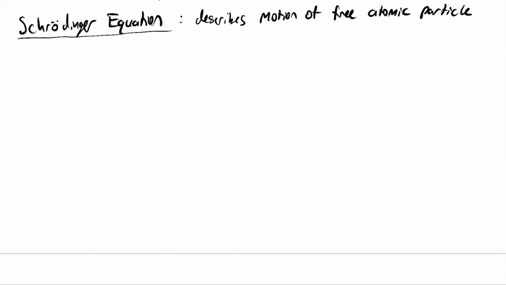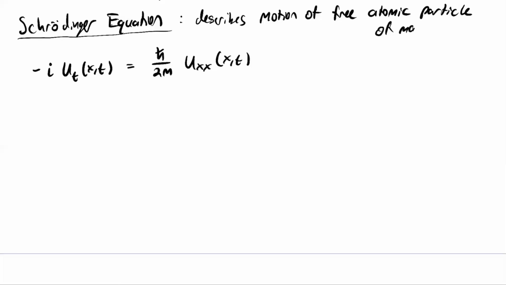It's a linear partial differential equation, which is given by: minus i, where i is the complex number, i squared is -1, times the t derivative of u is equal to some number h with a slash through it, which is the normal notation, over 2m times the second derivative of u with respect to x, right? And so this is what's called the free linear Schrodinger equation. So what does the m represent? This is the mass, so of mass m, right? So m is the mass of your particle.